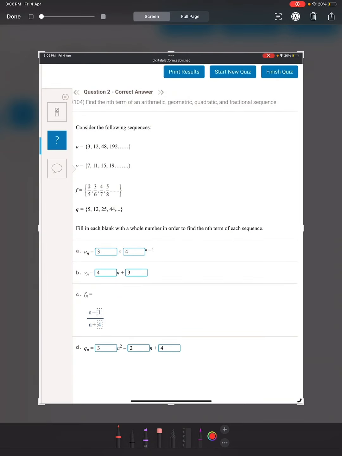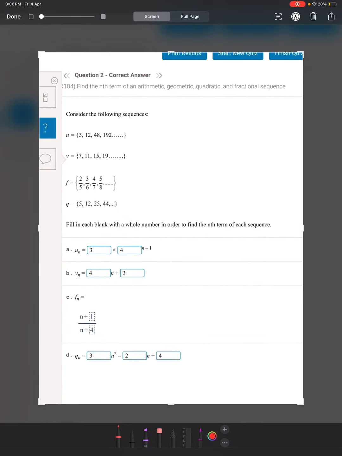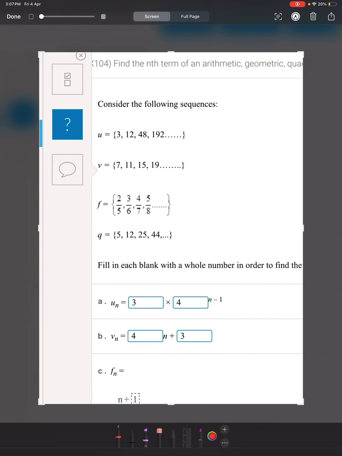We want u of n. What we need to do first is see what kind of sequence u is. We're going to see if it's geometric, quadratic, or arithmetic. First, let's start with arithmetic, okay? We're going to do 3 minus 12, that is 9, and then 48 minus 12, which is 36. So they're obviously not constant, meaning it's not arithmetic.